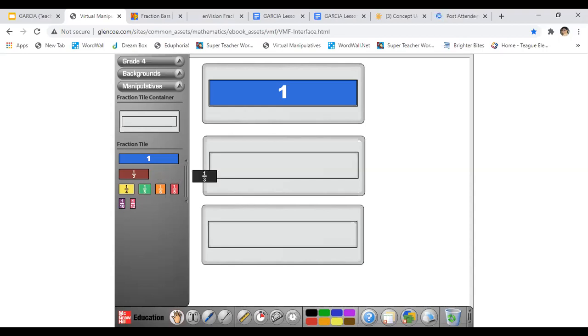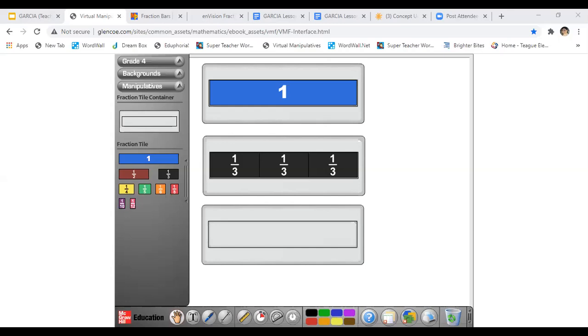So what if I use my thirds? This is 1/3. How many thirds do I need to make a whole? Well, I'm lucky I have this virtual toolkit, so I can just put them in here and check it out. It looks like I would need 3/3 to equal a whole. So I'm going to write that down. 1/3 plus 1/3 plus 1/3 equals a whole. So 3/3 equals 1. Okay, that's pretty easy.